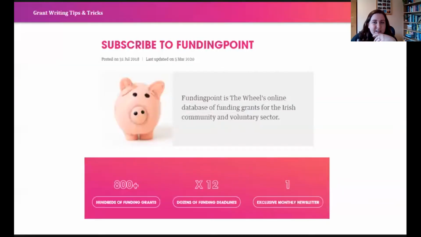So in terms of funding, what we have is Funding Point. This is the best possible thing that you can do to keep up to date on what funding is out there. It's 800 plus grants, dozens of funding deadlines.